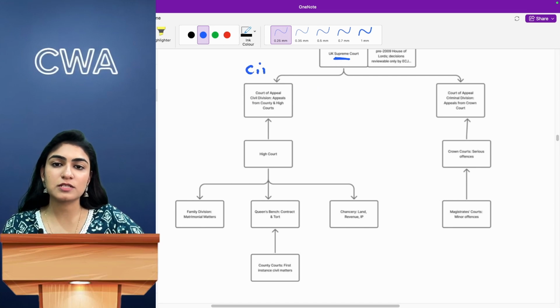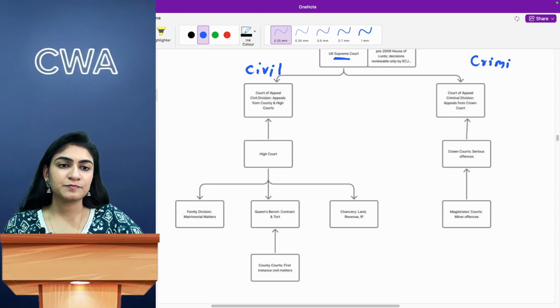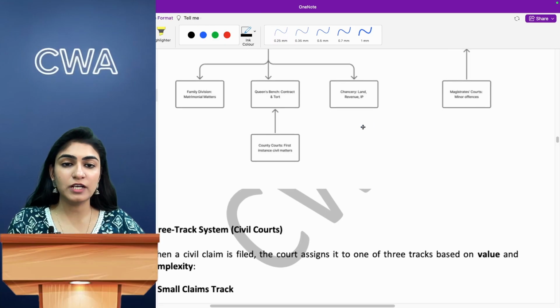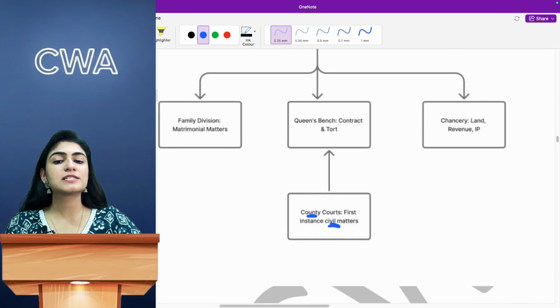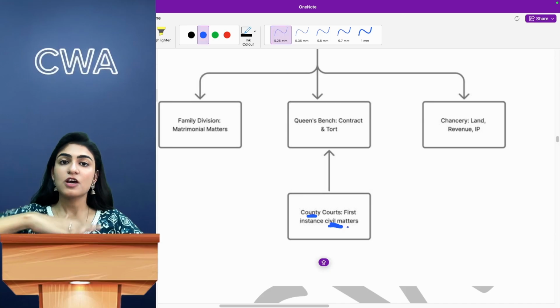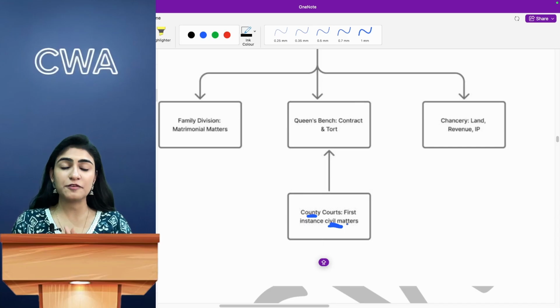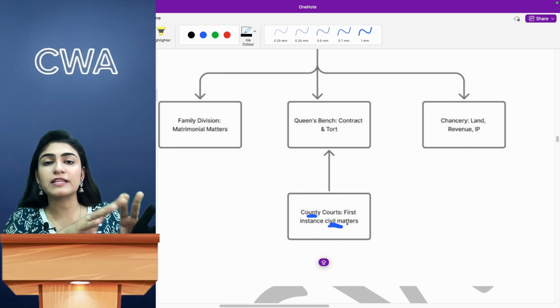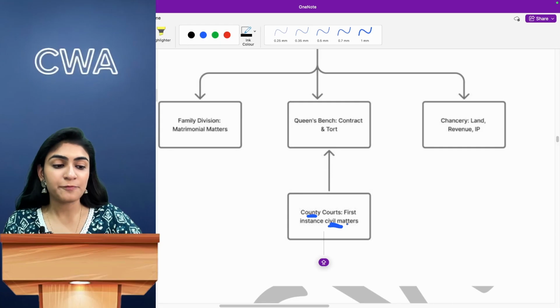So this one is the civil division and this one is the criminal division. In the case of the civil division, county courts are the first instance for civil matters. So the very first court that people usually go to if there is any civil issue, or any case that comes under civil laws, is the county court.